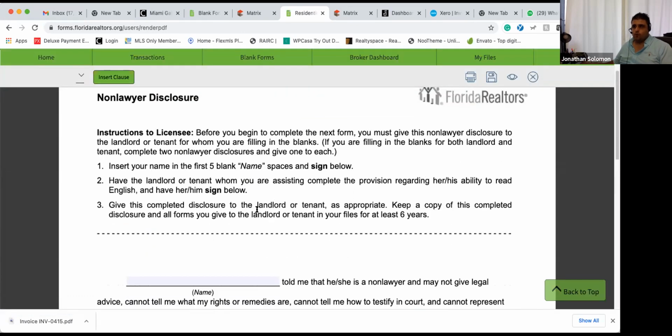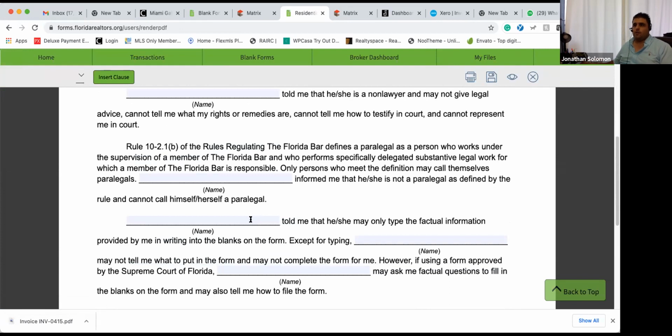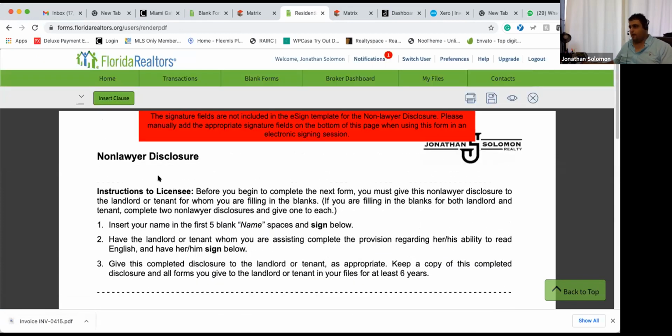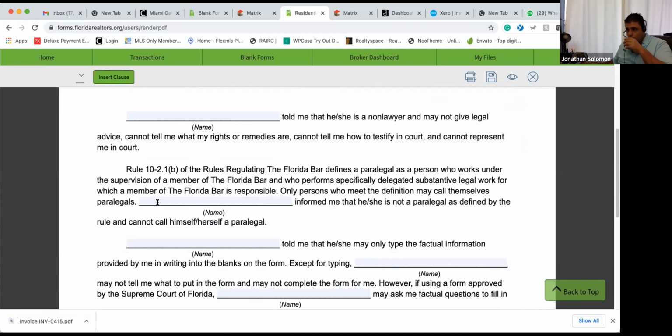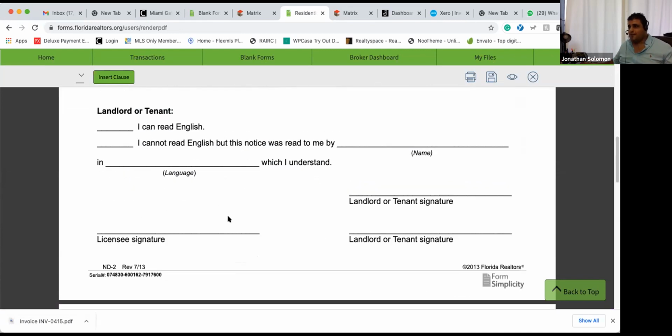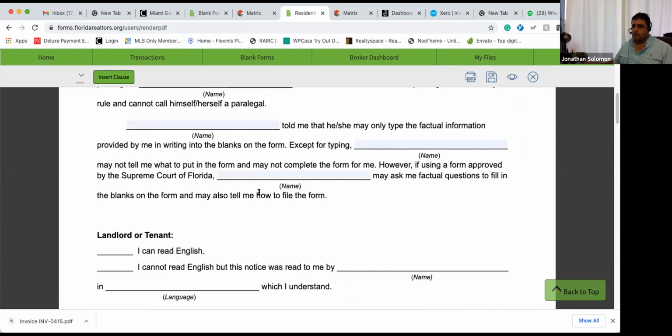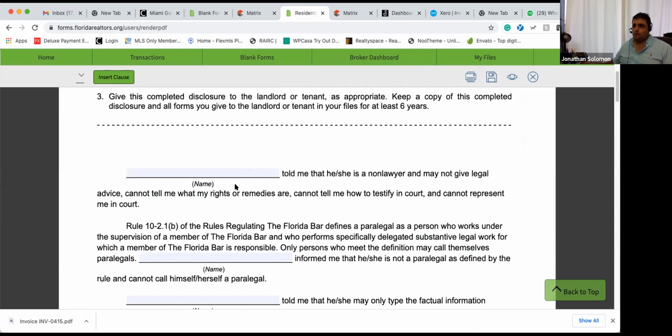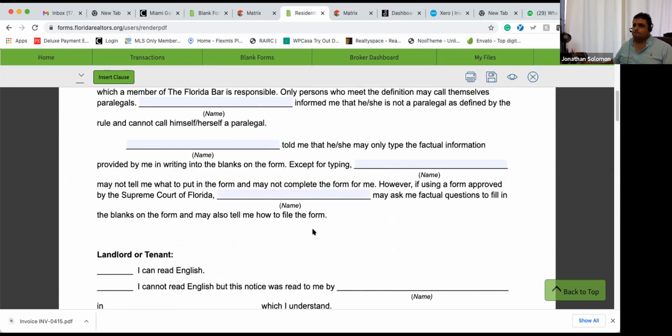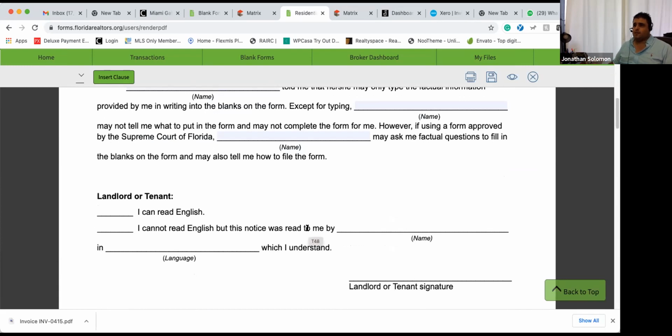The first section of the lease, either one of them, is the disclosure. Non-lawyer disclosure. This document is a must to have both parties sign. If you're preparing the documents, you have to have both the landlord and the tenant sign. The reason is this document clarifies to them that you are not an attorney, unless you are an attorney. But if you're not, this form will clarify for them that you're just preparing these documents according to the law. You're filling up the sections within the documents.